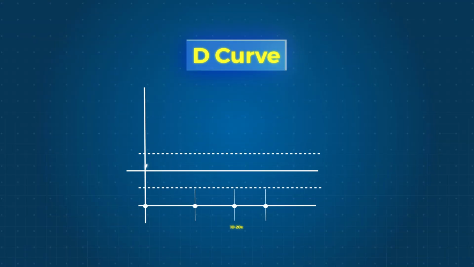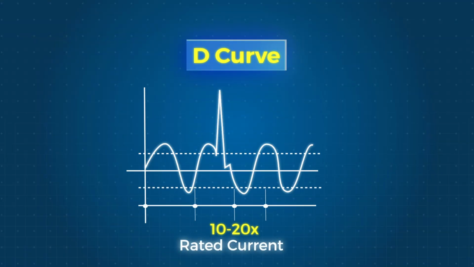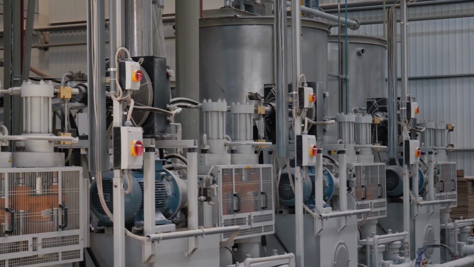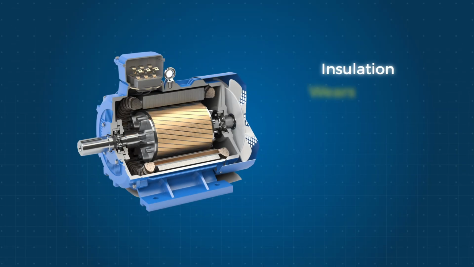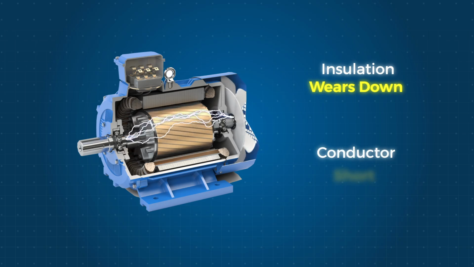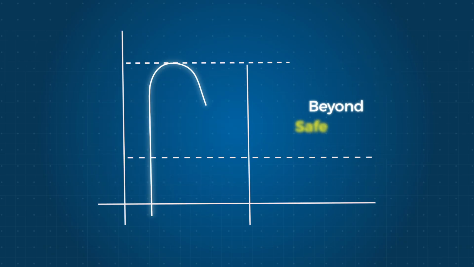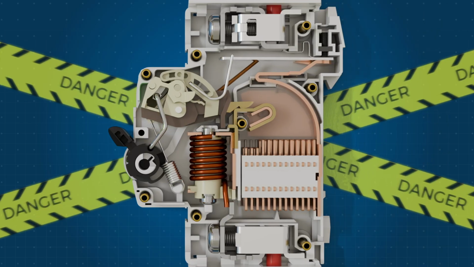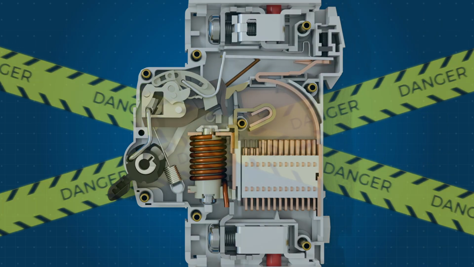D-curve breakers handle 10 to 20 times their rated current. That's what you need for high inrush loads, like welding machines or large compressors. But when insulation wears down or conductors short, say between motor windings, current surges beyond safe limits. D-curves allow inrush, but still trip to stop a dangerous fault.